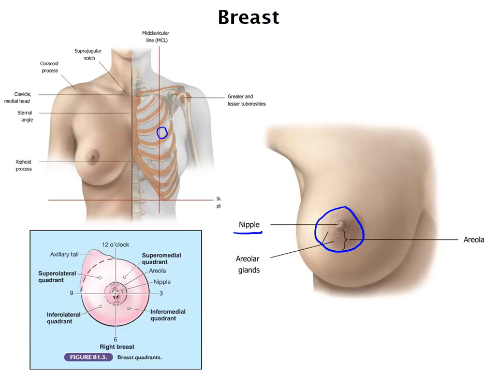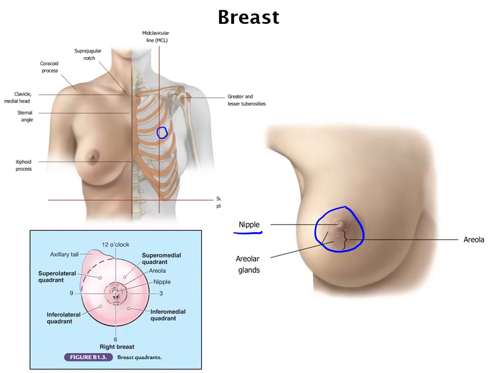Because the nipples contain smooth muscle fibers, they become erect during stimulation, such as when a baby suckles. And those same smooth muscle fibers compress the lactiferous ducts during lactation to excrete the milk product. And those lactiferous ducts have multiple openings onto the nipple.